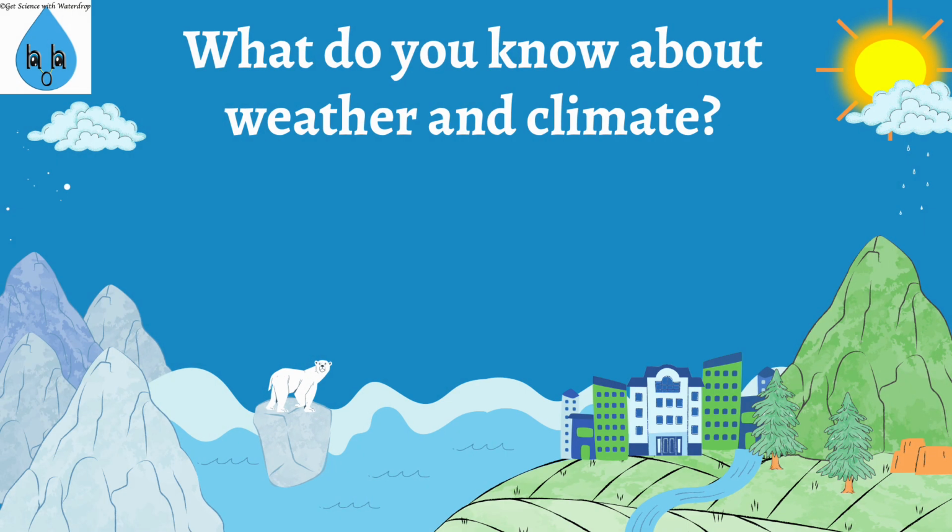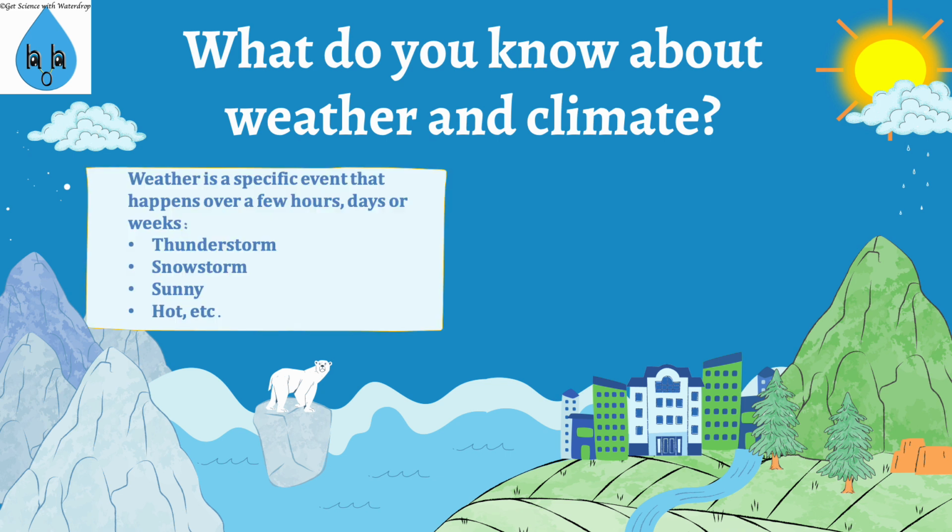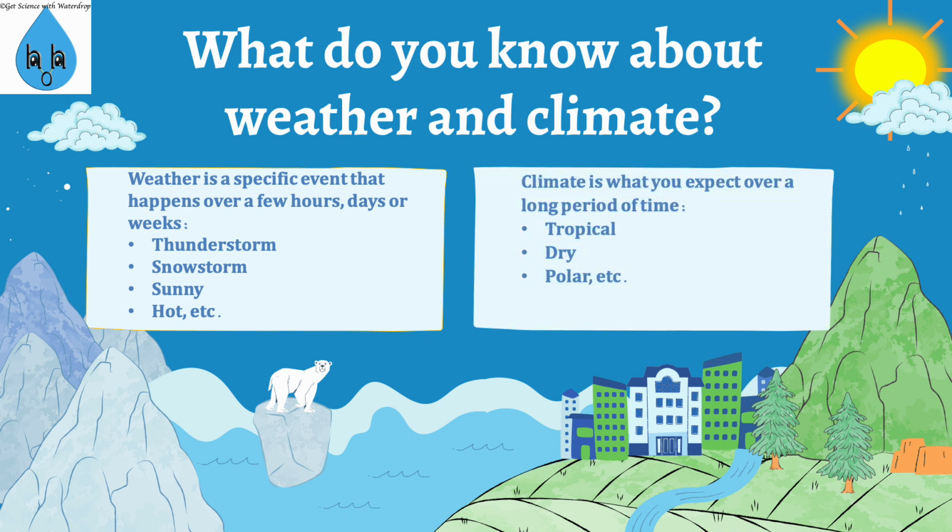So what do you know about weather and climate? Weather is a specific event like a rainstorm or a hot day. Weather occurs over a few hours, maybe days, or even weeks sometimes. There could be thunderstorms today or a snowstorm heading your way, then suddenly sunny, clear skies. Climate, however, is the average weather conditions in a place over 30 years or more. Climate is what you expect over a long period of time. For example, the Amazon rainforest remains tropical and humid throughout the year. High humidity and rain is expected most days.